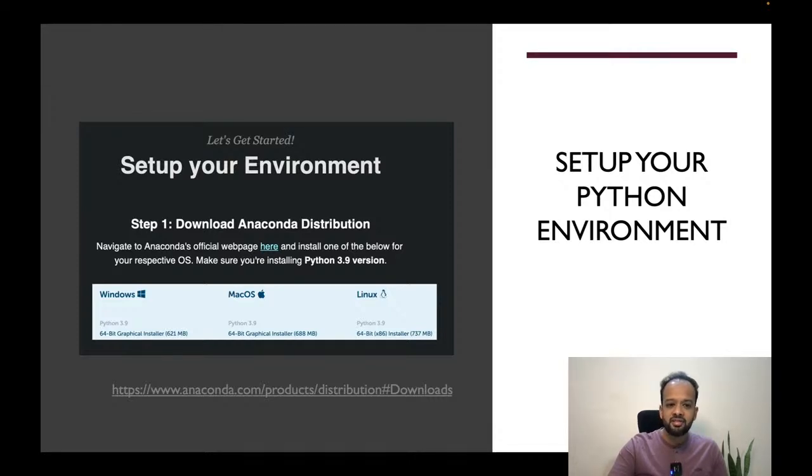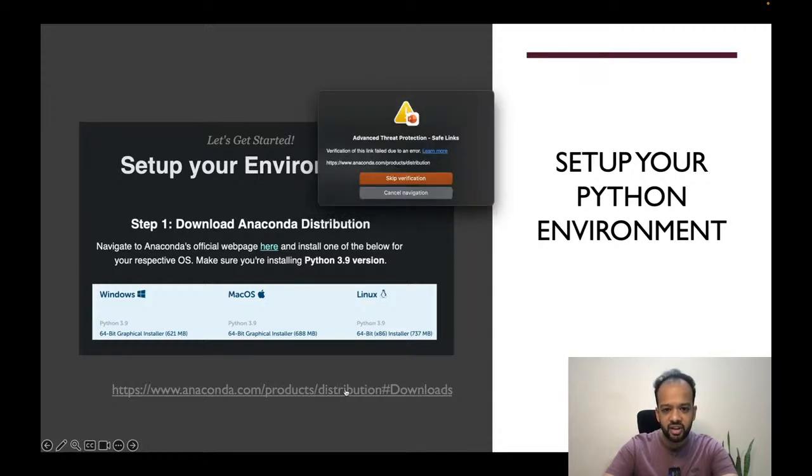So the first step is download Anaconda Distribution. We talked about this yesterday. It's a meta package manager which has a lot of packages. It installs them automatically, and it also helps you install Python 3.9 as well, right? So go to this link, right? anaconda.com/product/distribution.